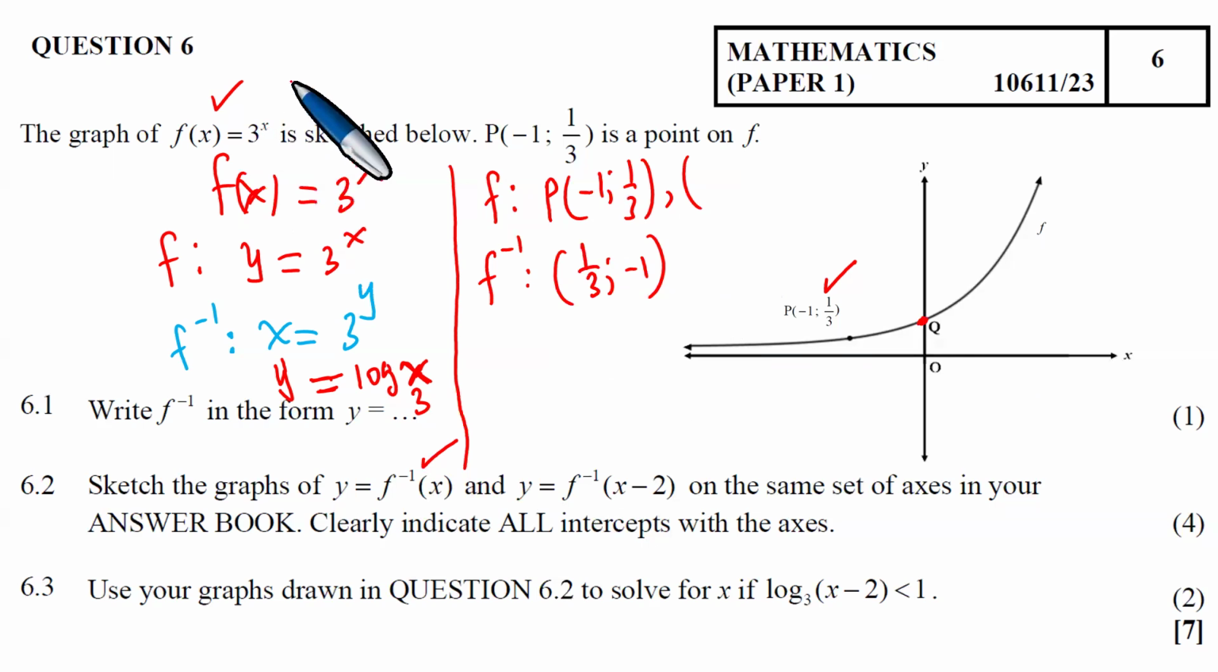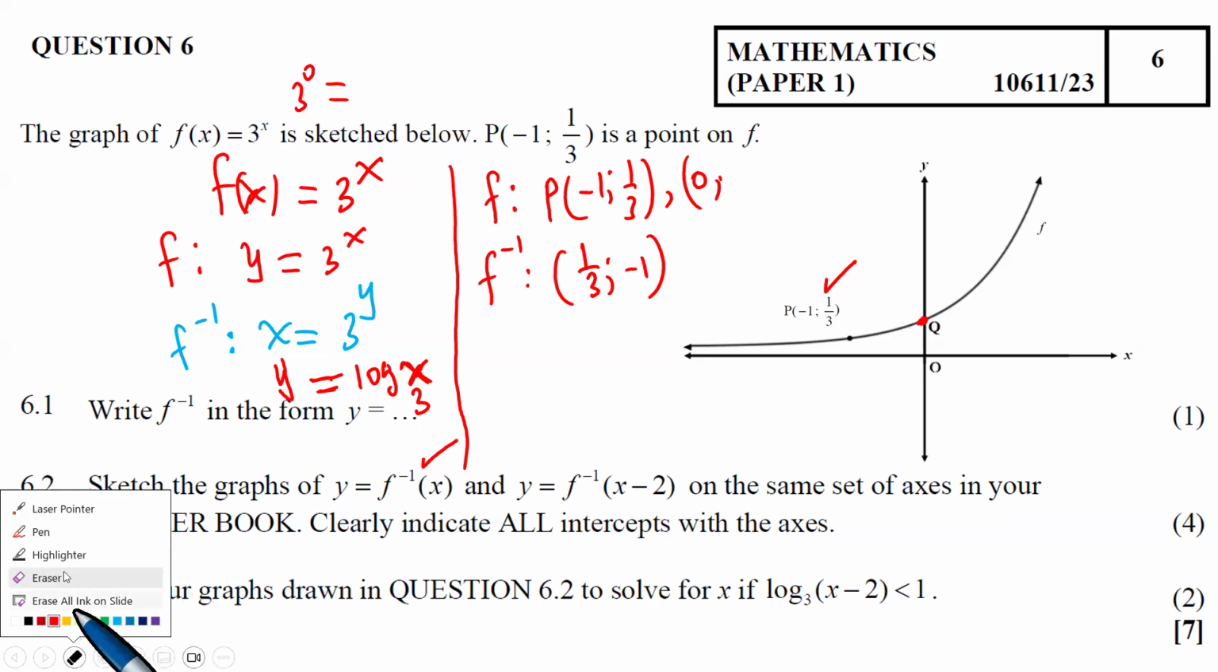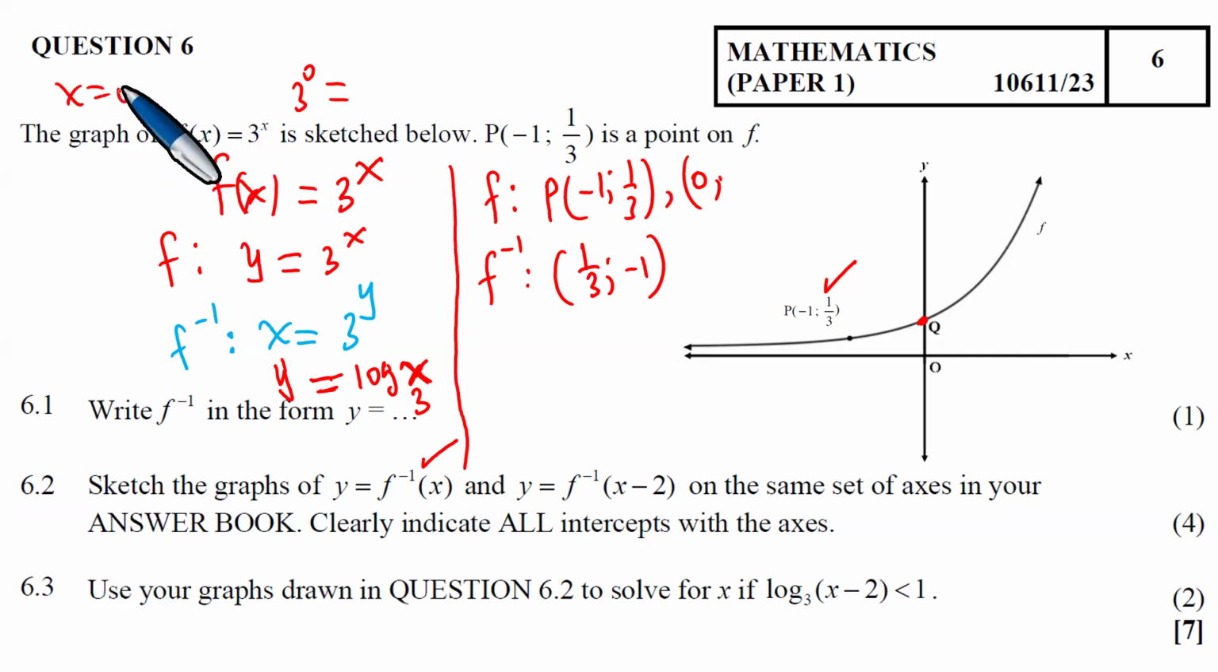When x is zero, you'd have 3 to the power 0. What is 3 to the power 0? 1. It's 1. Thank you. I'm just testing you. Okay, now, this is a point on the graph of F because F of x is 3 to the power x. And then for F inverse, you're going to switch the coordinates. If you switch them around, we have 1 and 0.